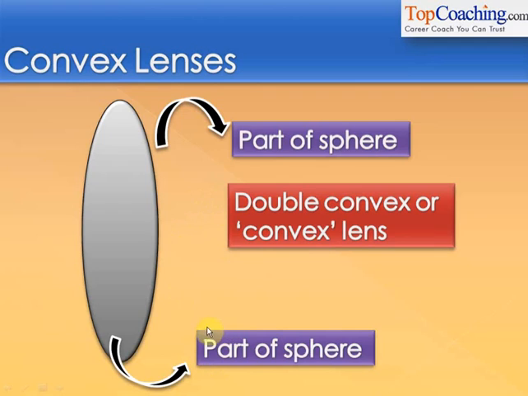In the case of the convex lens, both the surfaces of the lens bulge outwards. Understood? They bulge like this. This lens is thicker in the middle and it is thinner at the edges. This is a convex lens.